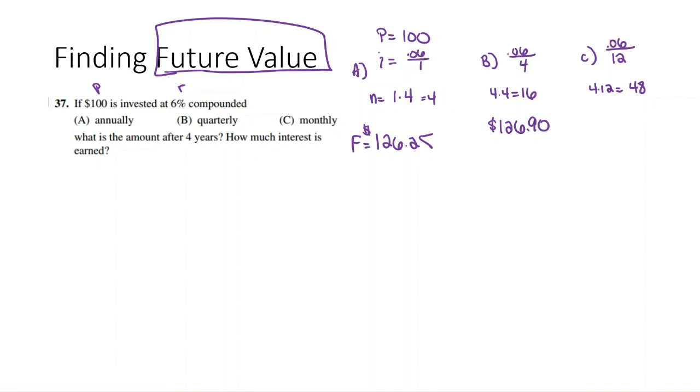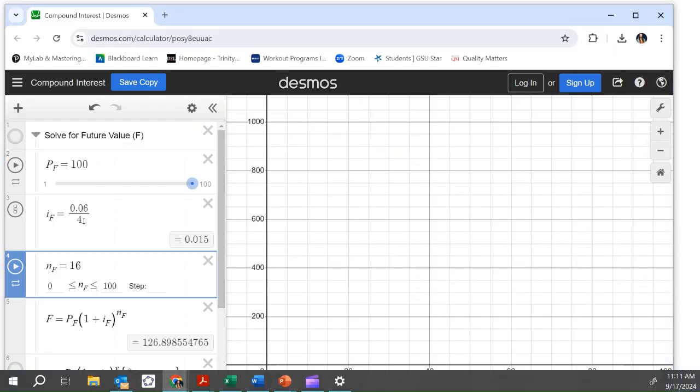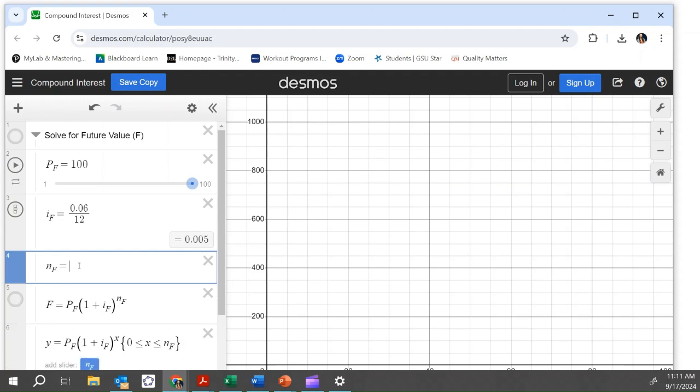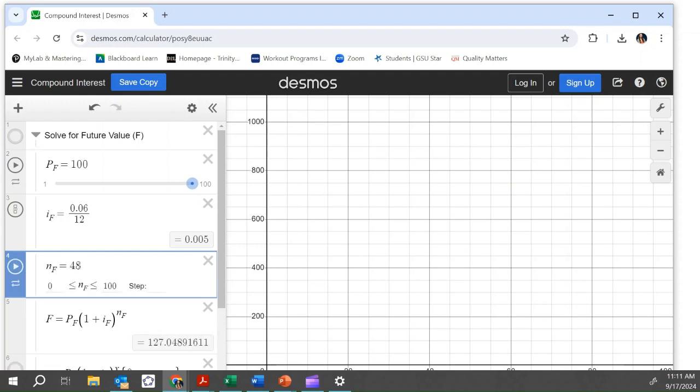And last one, interest is calculated monthly, and that meant there were 48 times that I got interest. This one ends me with $127.05.